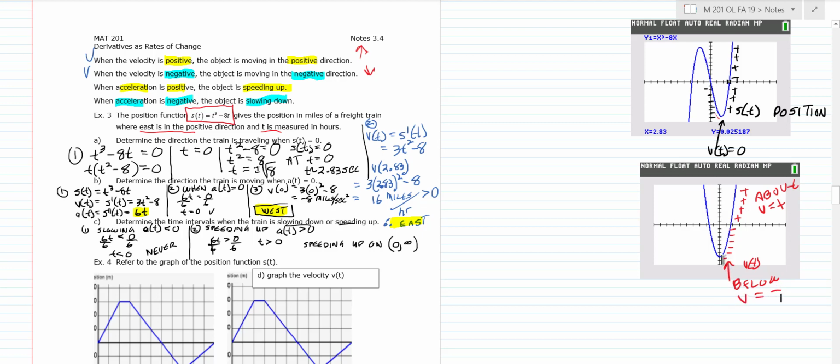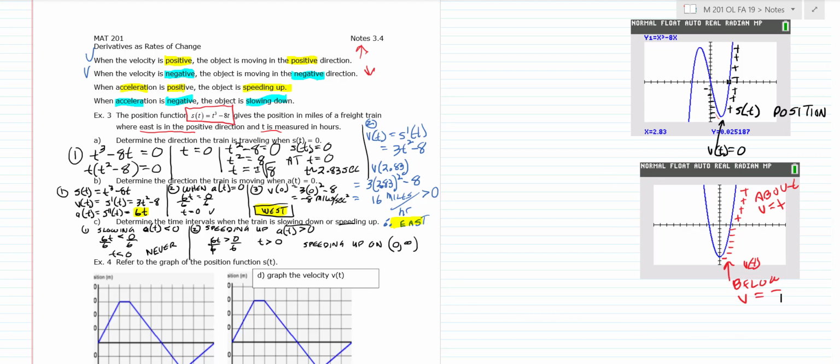Now, acceleration is the rate of change of velocity. So think about this: the acceleration would be the slope of the tangent line on this. Notice the slope of the tangent line here would always be positive. That's what we found. When time is greater than 0, we're always speeding up. So basically acceleration is positive.